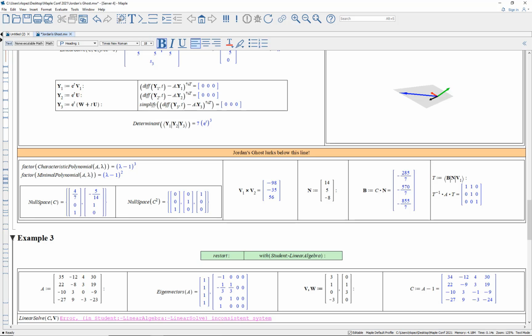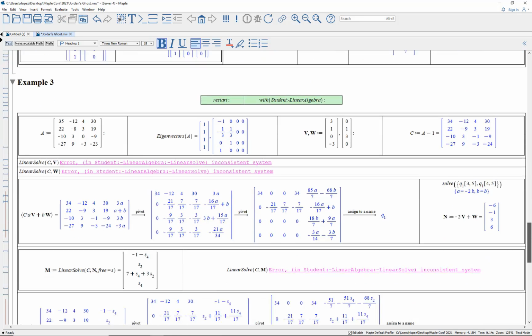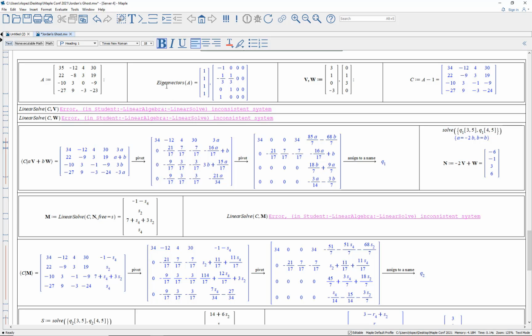Now, I think I have time to look at this third example. It's again a case where the matrix A is defective. Algebraic multiplicity 4, geometric multiplicity 2. Here are 2 eigenvectors, V and W. A minus lambda I, call that matrix C. You cannot go up the scale on either V or W. So you try the linear combination trick. You have to pivot, but then you have to pivot again. Imagine doing that with a pencil and paper.